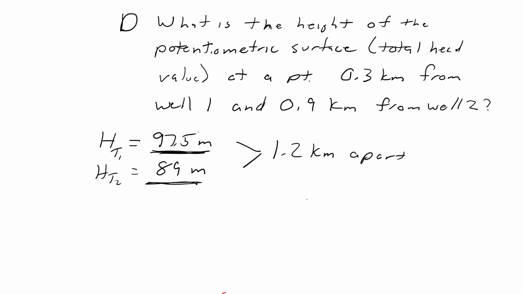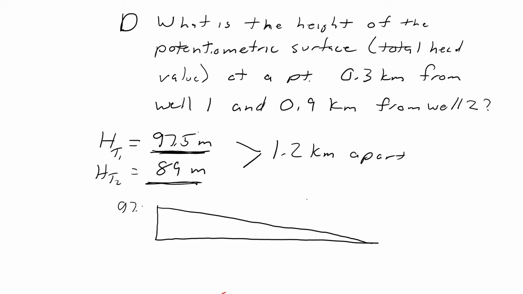If you want to think of this in profile, you could do a little triangle like this. Here's well 1, 97.5 meters. Here's well 2, 89 meters. So this would be well 1. This would be well 2.